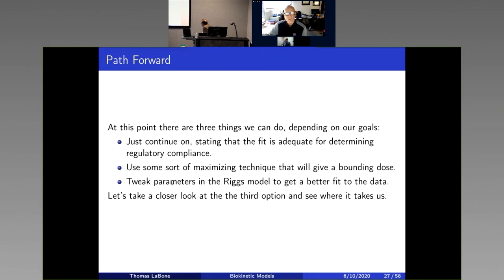Or you could say, well, I'm going to tweak parameters in the RIGS model, try to get a better fit. And of course, I think this last option is going to be more entertaining for us to look at, and so let's see where it takes us.